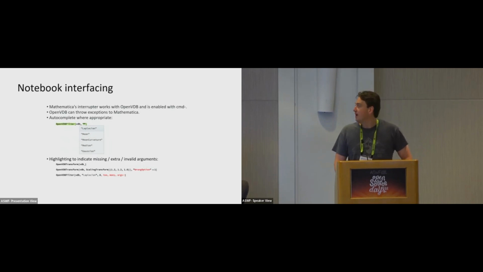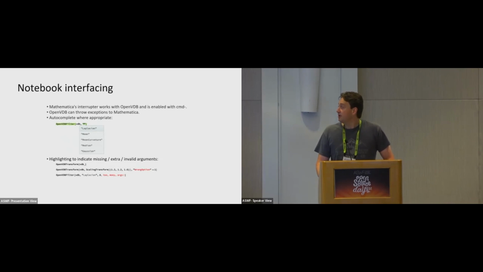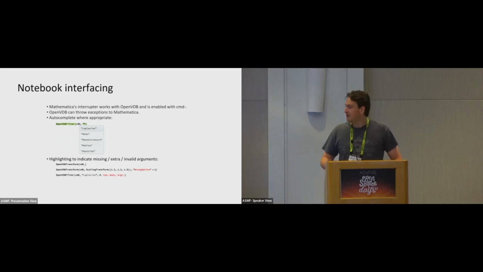There is autocomplete in the notebook. So in this example, if you're wanting to do a filter, there's really only 5 choices. You get this nice pull down menu and you don't have to type Laplacian if you don't want to. And then there's highlighting to indicate if you are missing any arguments, have any extra arguments, or some things are invalid. OpenVDBTransform is the function that can apply any affine transform to a VDB: rotate, scale, shear, translate, things like that. So obviously you will need a second argument. If you just pass in the VDB itself, it can't do anything. So we get a little red caret saying you probably want a second argument.